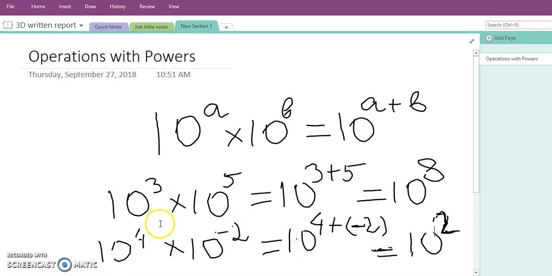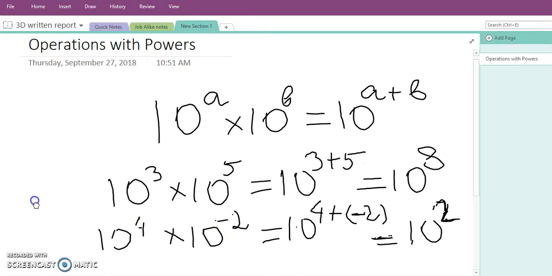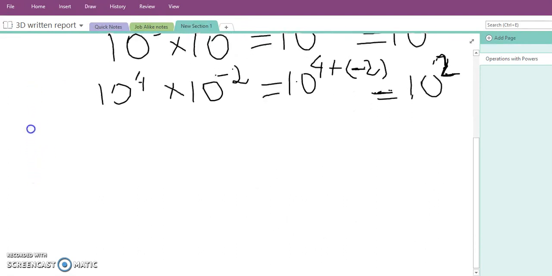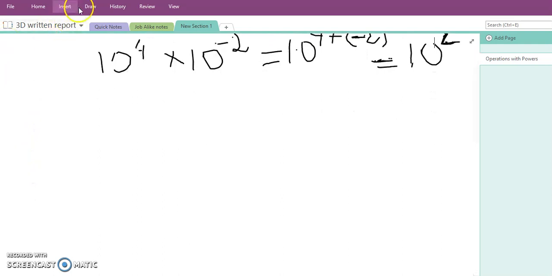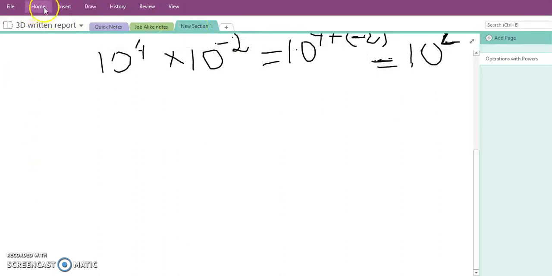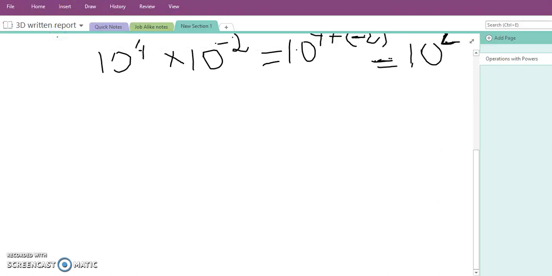Now this only works if you are working with multiplication. This is not going to work if you have division. So keep this in mind. This rule only works with multiplication.